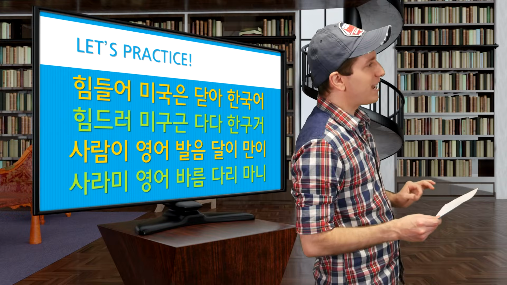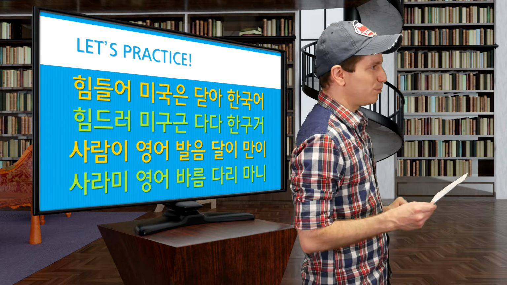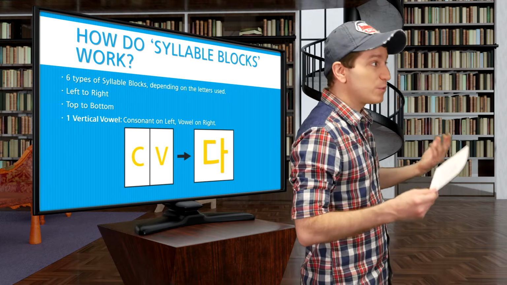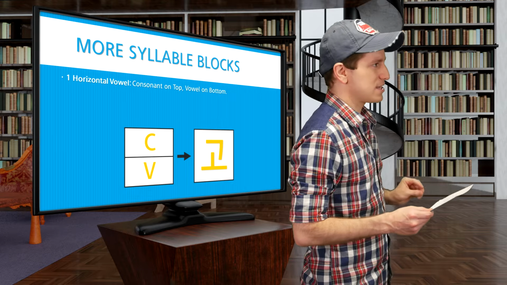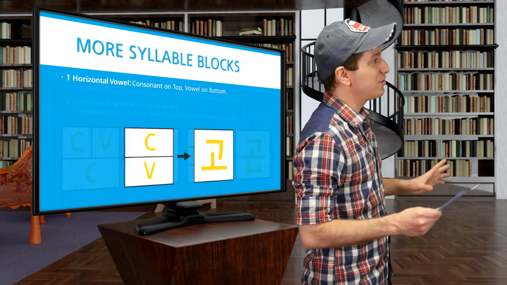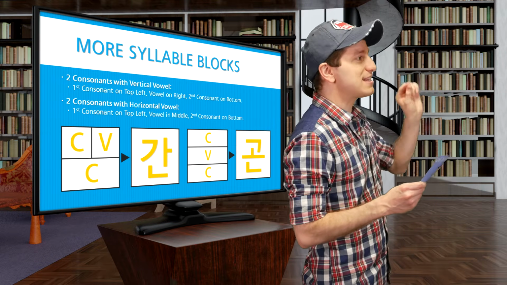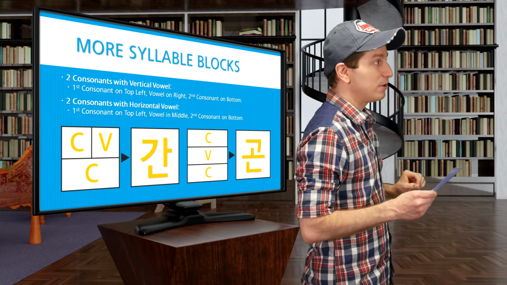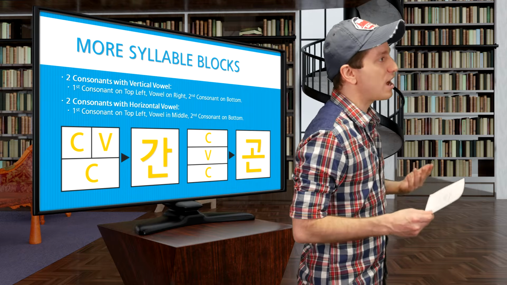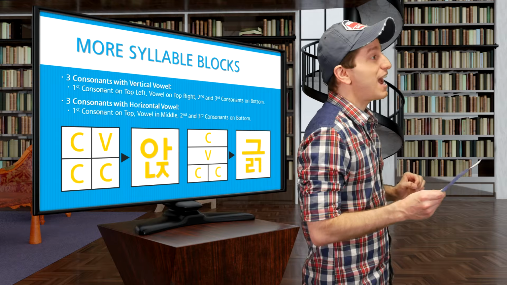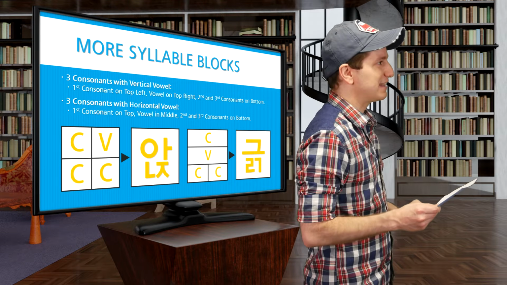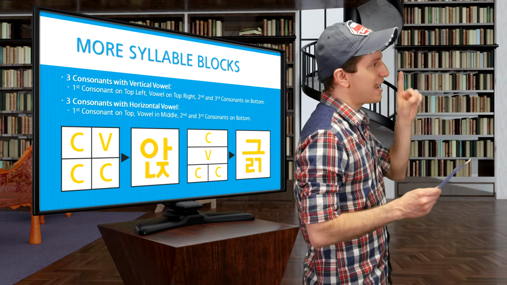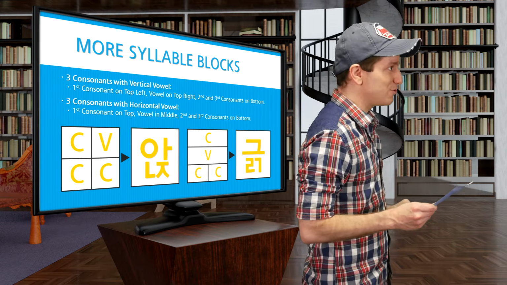So far, we've learned how to use 4 different syllable blocks. We learned how to use our original 2 with vertical or horizontal vowels and 1 consonant. And we also learned how to use syllables that have 2 consonants and 1 vowel, whether that vowel is again a vertical or a horizontal vowel. Now let's learn how to use syllables with 4 letters in them. Specifically, that's going to be 3 consonants and 1 vowel. So here's how you do that.